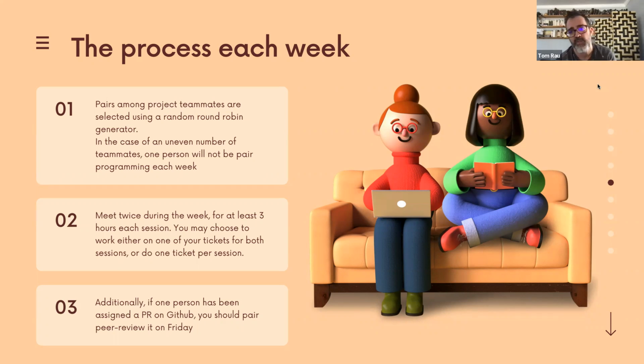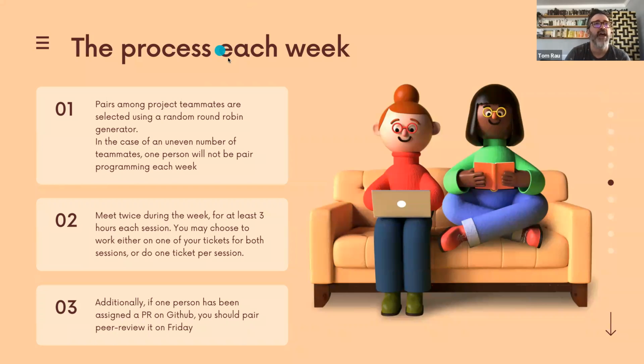And then you're going to meet twice with your person during the week for actual pair programming sessions, which we want to be at least 3 hours long, but you can break them up however you want. So if you want to have a lunch break in the middle or whatever. And you'll choose to either work on one of your tickets for both sessions or split up tickets per different sessions. Additionally, at the end of the week, we want you to start doing any PR reviews that have been assigned to one of you as a pair also. That's just on top of the pair programming, so don't worry too much about that.